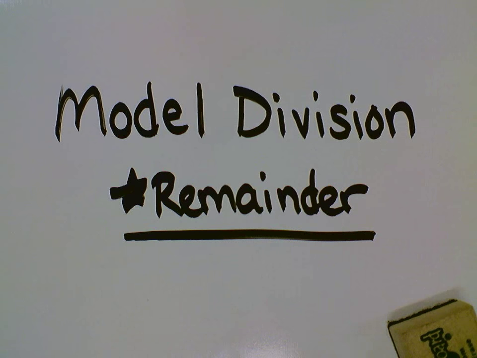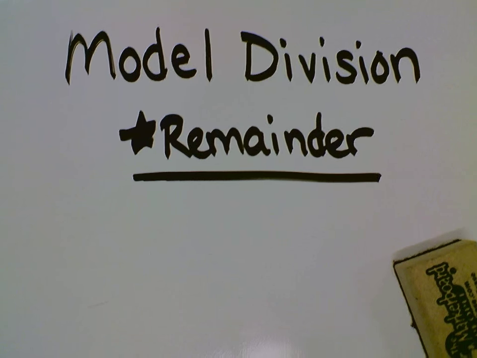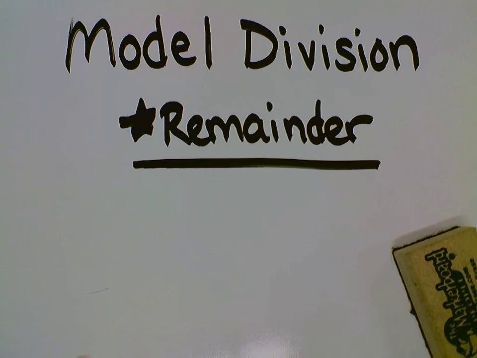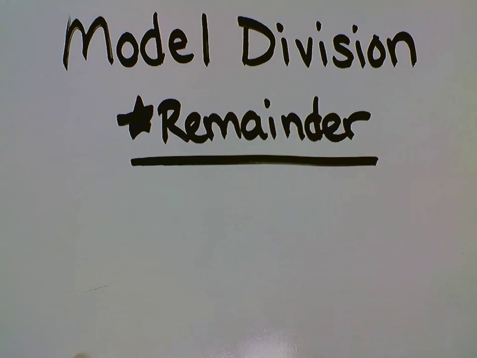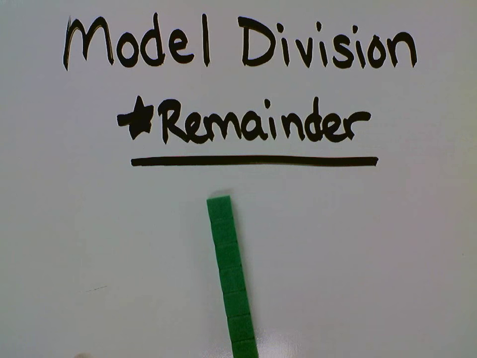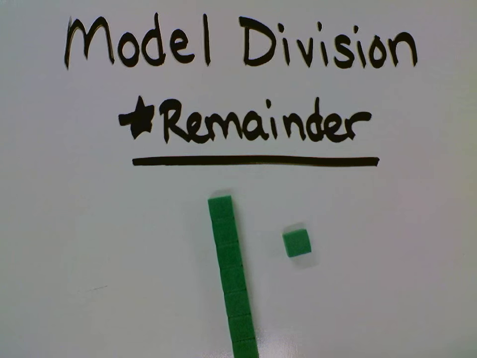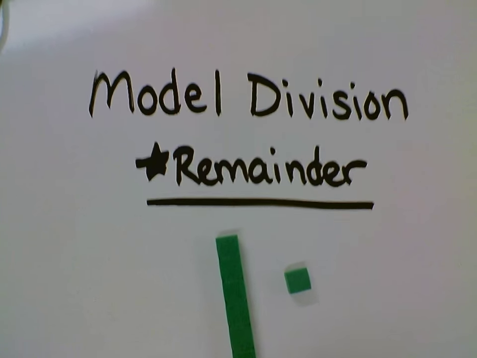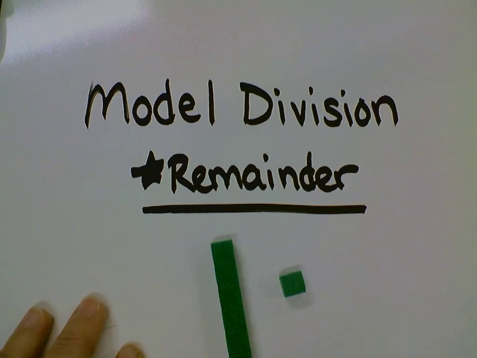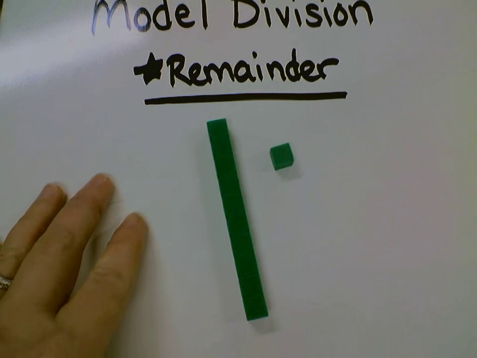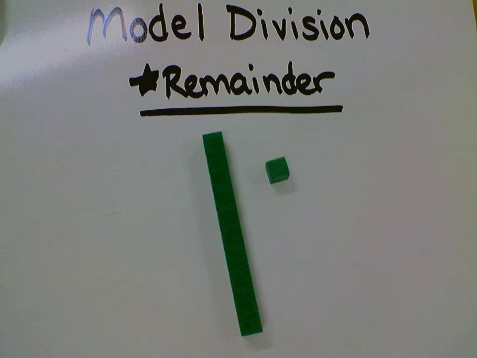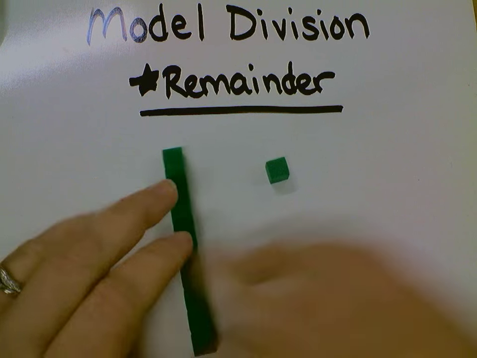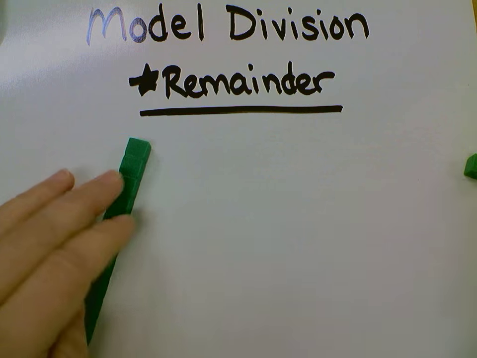All right, so with that, what I am going to do is set up a number using base 10 blocks. So we're going to model division using base 10 blocks. So that's what these are here, okay? And I am going to model a certain number, and then we're going to divide it into a certain amount of groups. Okay, so I'm going to set up 84.